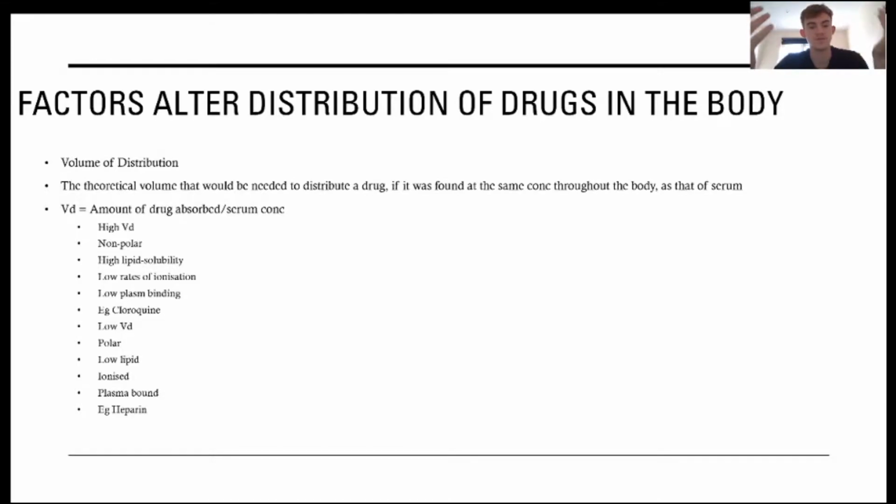We can categorize drugs into two different types. Those with high VD, volume of distribution, will mainly be non-polar, have high lipid solubility, low rate of ionization and low plasma binding, such as chloroquine. The low VD are basically the opposite: polar, low lipid solubility, in an ionized state, and plasma bound, such as heparin. So we need less of that drug to work, basically.